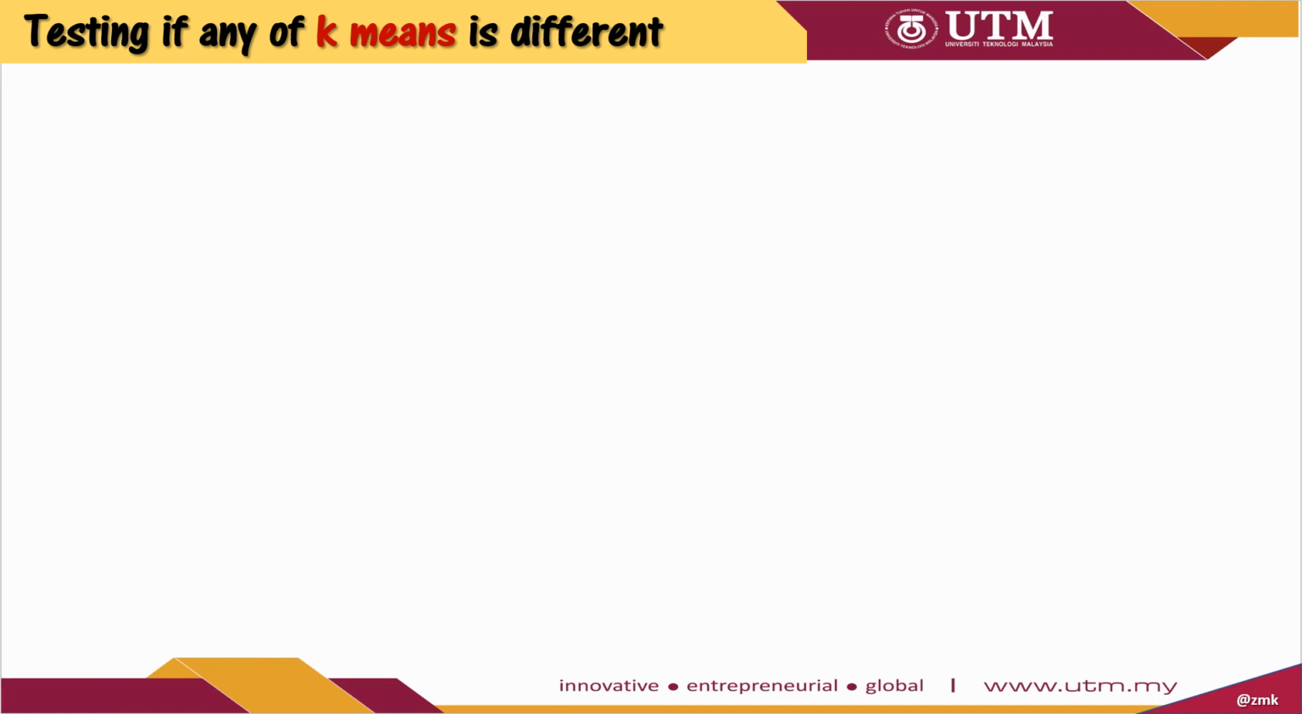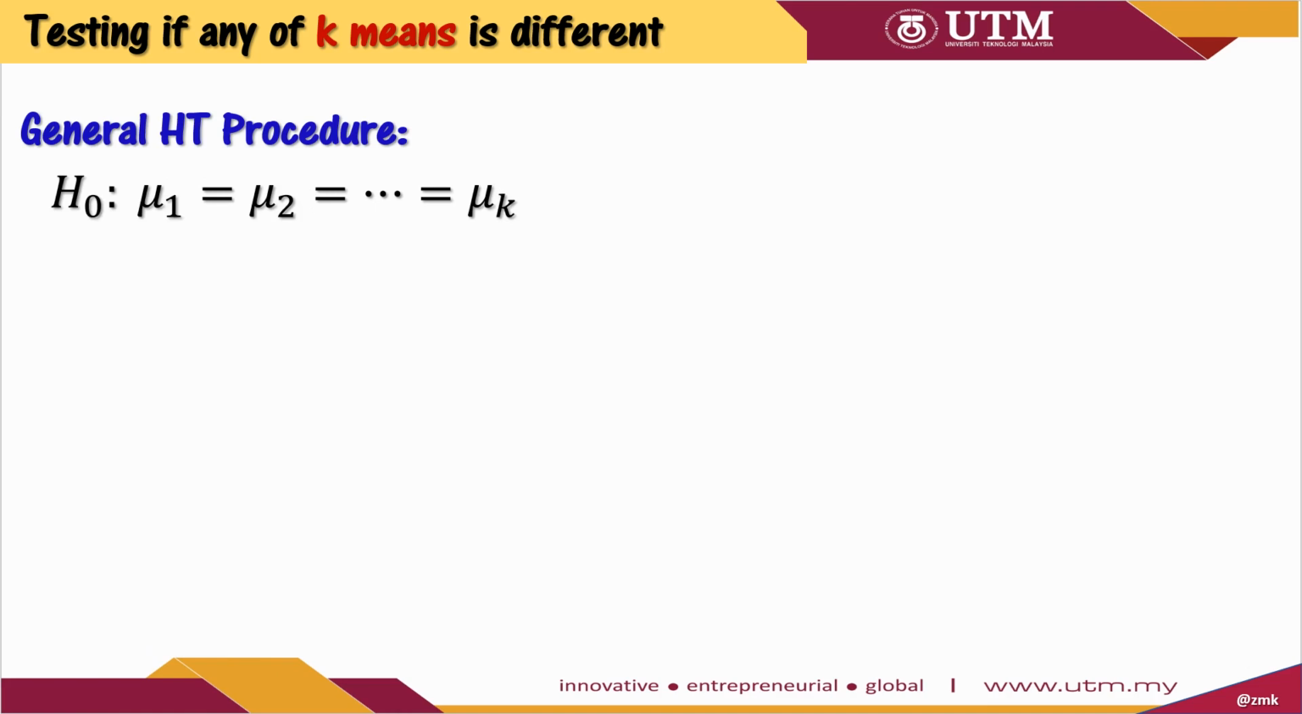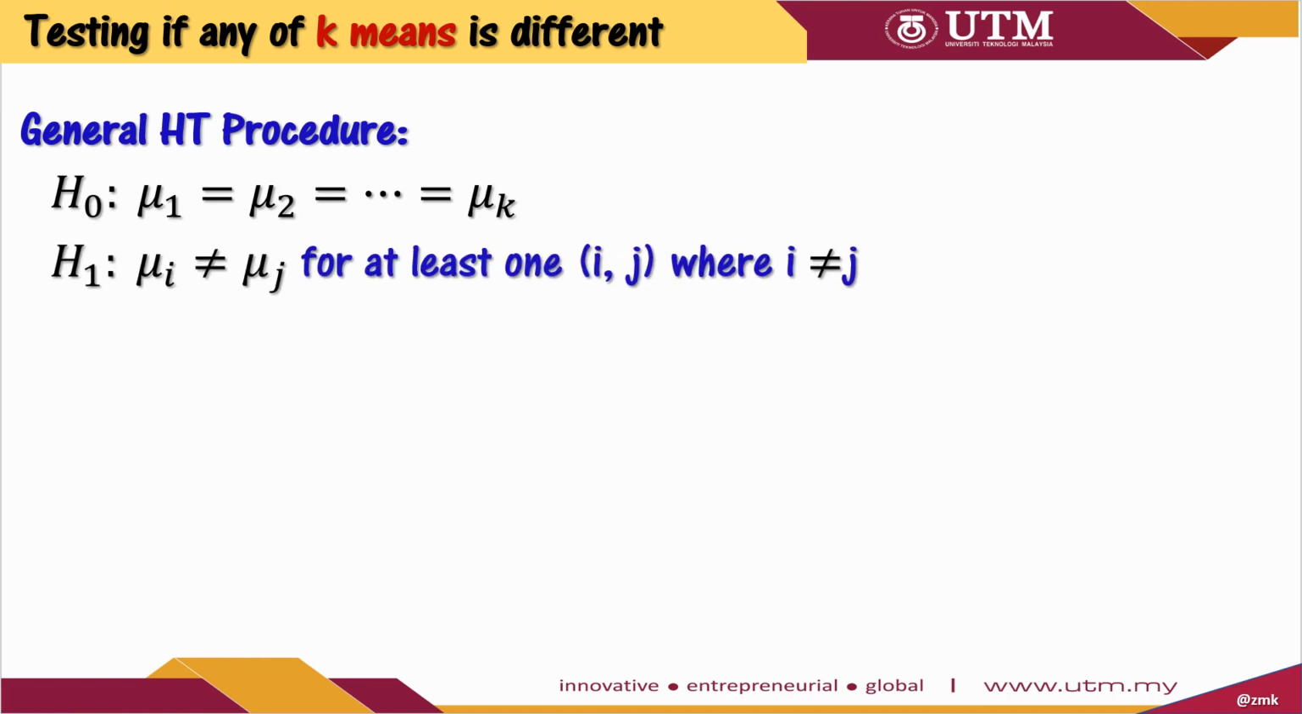Knowing how to calculate the test statistic, let's look at the general hypothesis test procedure for a one-way ANOVA. First, the formulation of the hypothesis statements. As explained in part 1, when we test if any of k means is different, then under the null hypothesis H0, all the means mu1, mu2 until mu k are all equal, whereas under H1, mu i and mu j are not equal for at least one i, j.